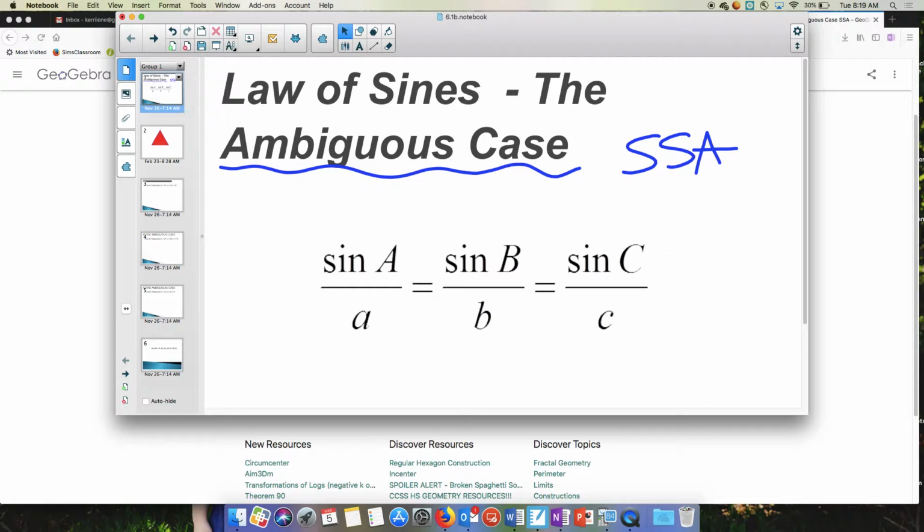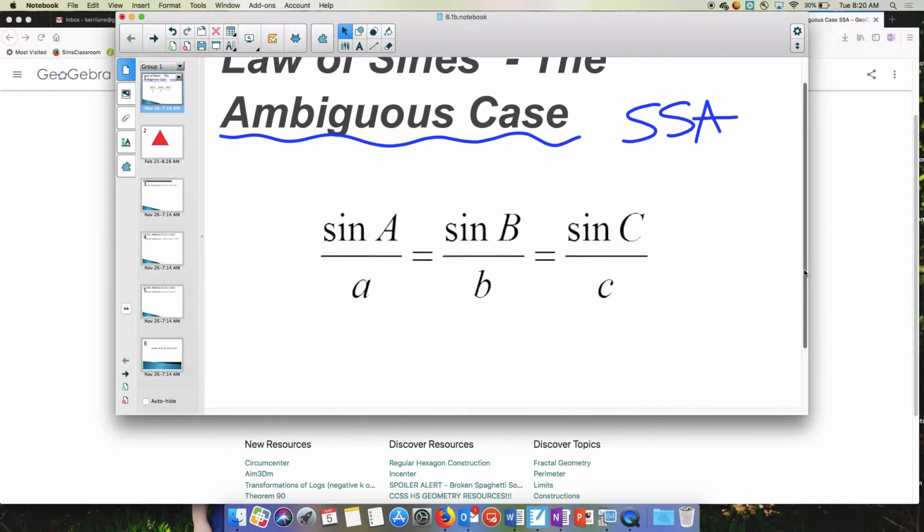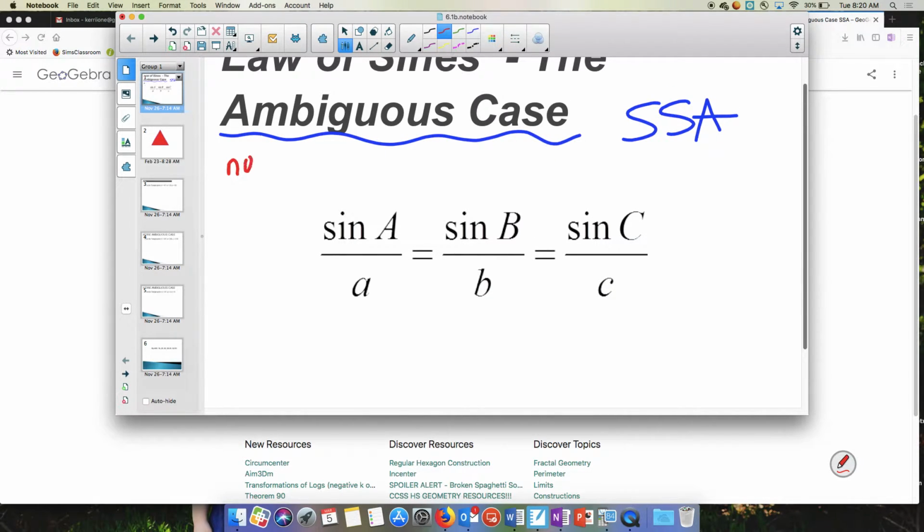So when we have side, side, angle, we have what's called the ambiguous case. And what happens in the ambiguous case is that there are three possible ways the triangle can be solved. Either it can't be solved at all, it can be solved with one solution, or there are two triangles that actually make the given information work. I will show you why it is the way that it is, but we can either get no solution, one solution, or two solutions for a triangle with the side-side-angle given information.